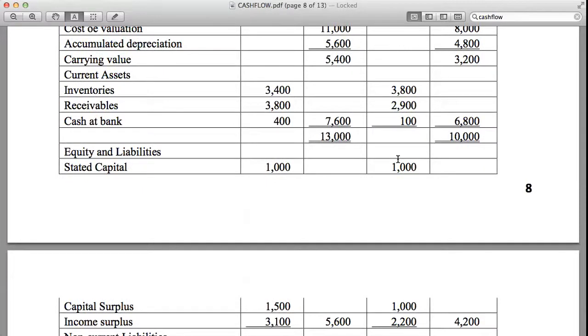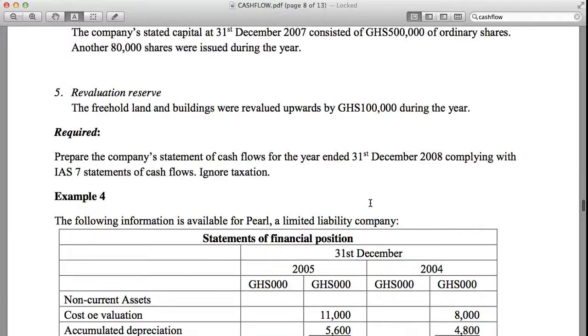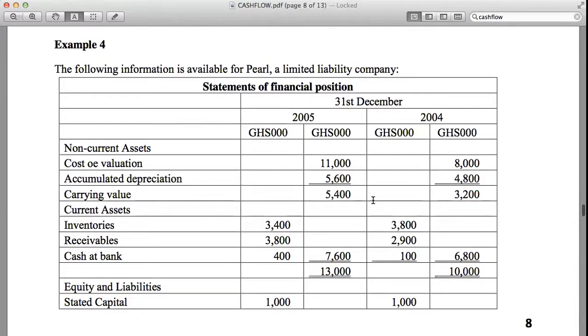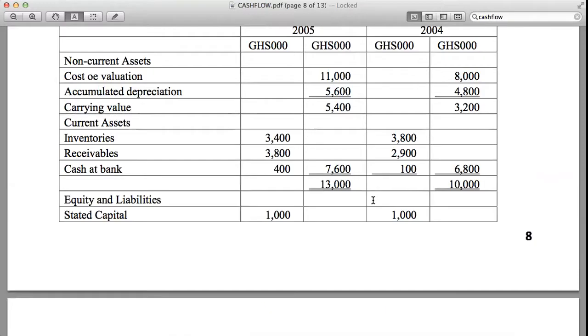Now let's scan through the items. Starting from the non-current assets down up to equity and liability. Sorry, non-current assets. You can see cost or valuation. It's not OE, it's cost or valuation. So if you have the hard copy, you can change it. Cost or valuation.